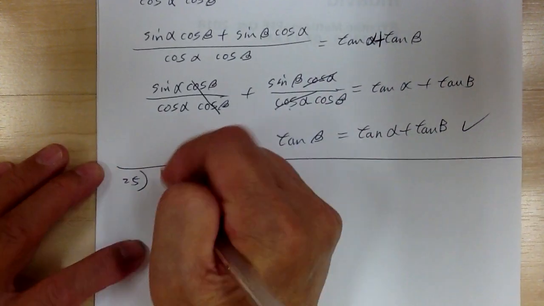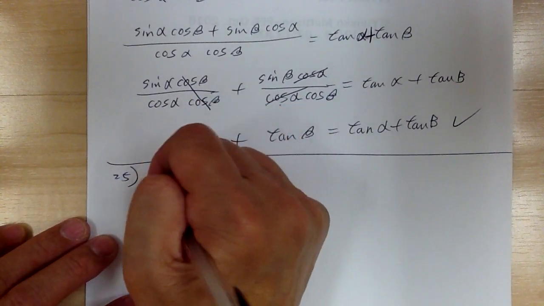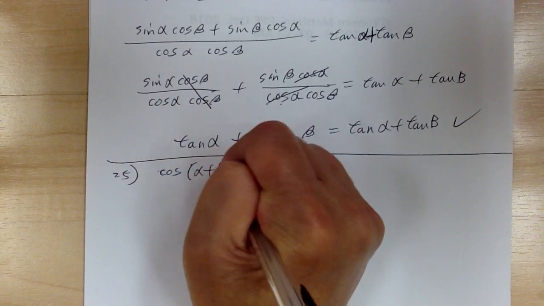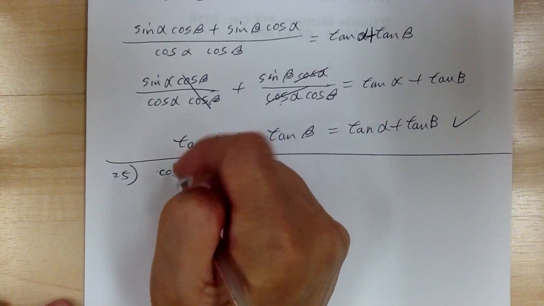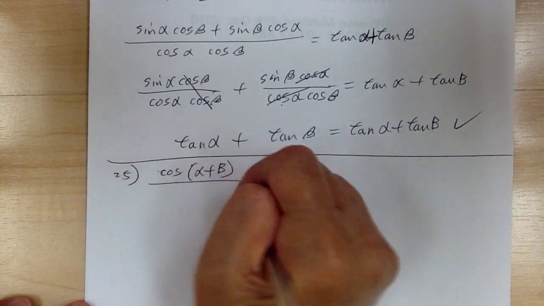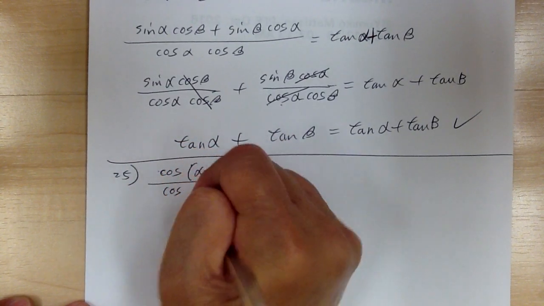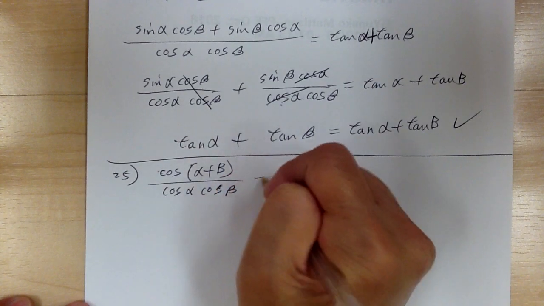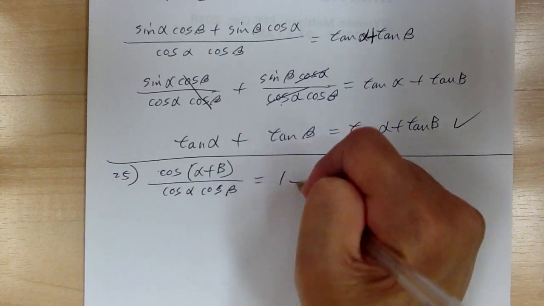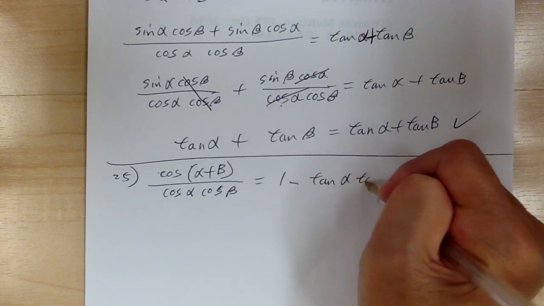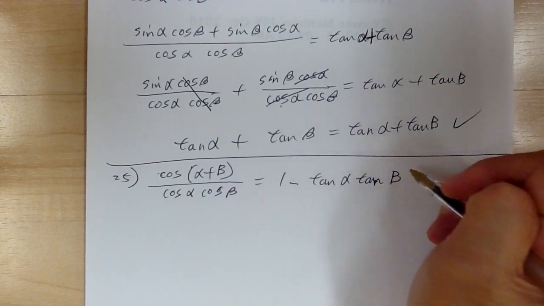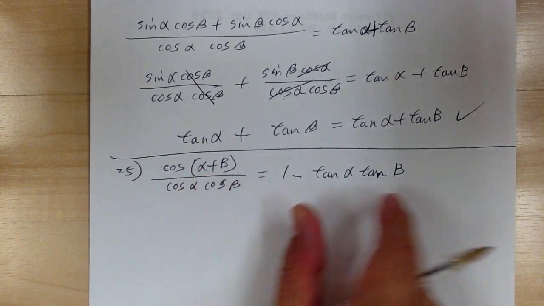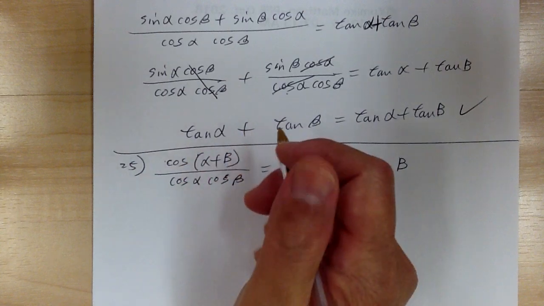Okay, let's go to 25. You got cosine of alpha plus beta, so this is very similar to the one above, over cosine alpha cosine beta equal to 1 minus tangent alpha tangent beta. Again, these are two functions, so this is more complicated. So you want to change this side and keep this side the same. So you can expand that.